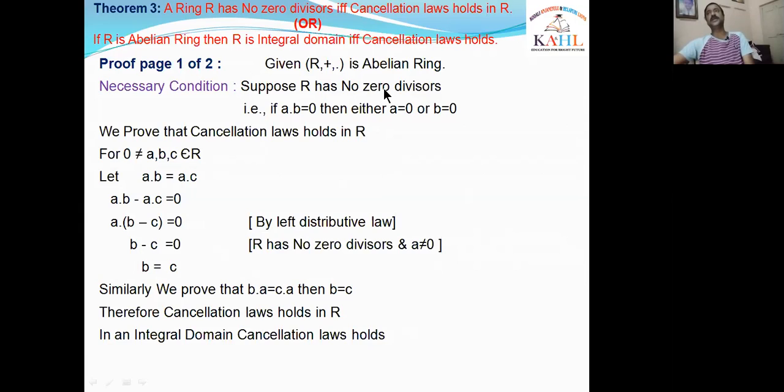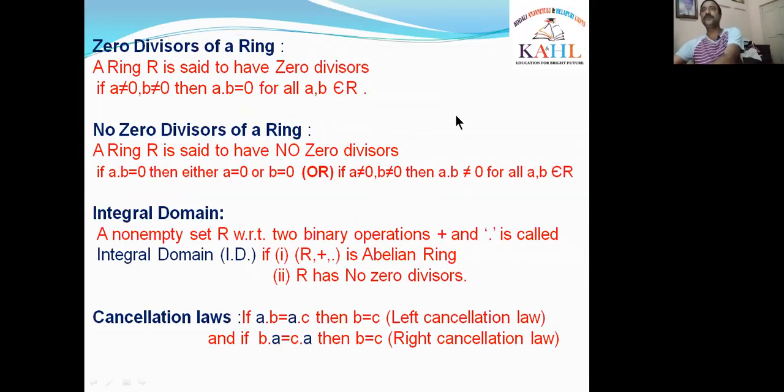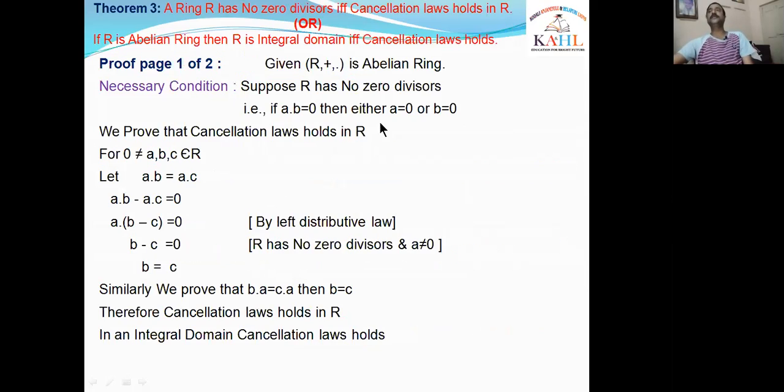What is the meaning of R has no zero divisors? I am writing here the definition: if AB equal to 0, then either A equal to 0 or B equal to 0. If you go to the back, the definition of no zero divisors is of 2 types. I am taking the first type. Did you observe it? Okay, right. I have taken the first definition, the first type of definition.